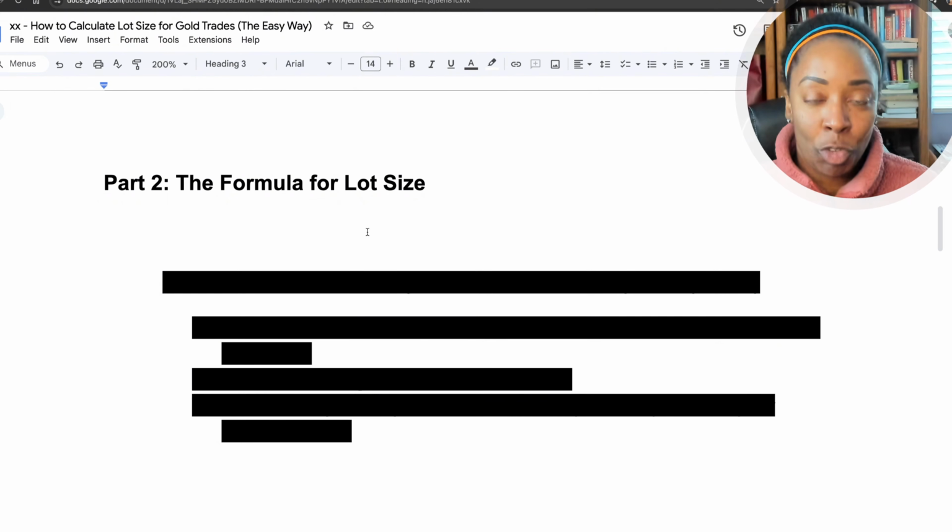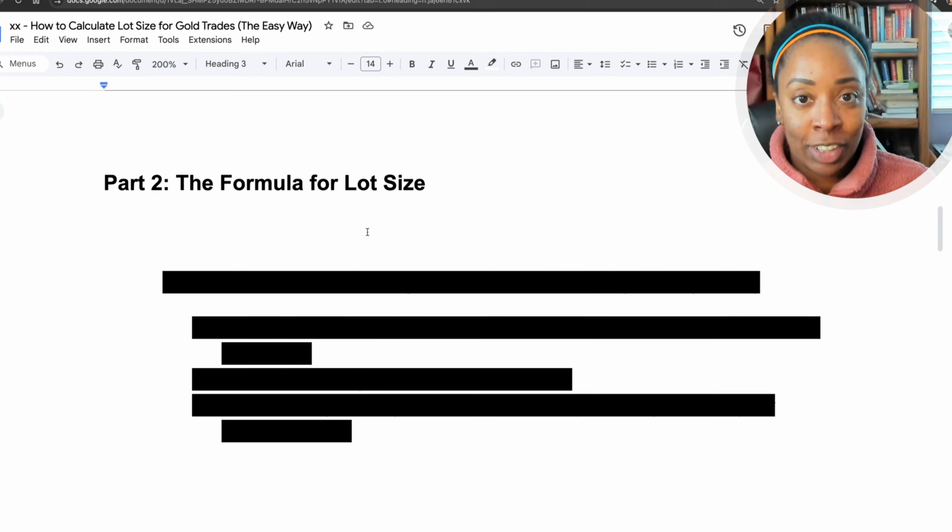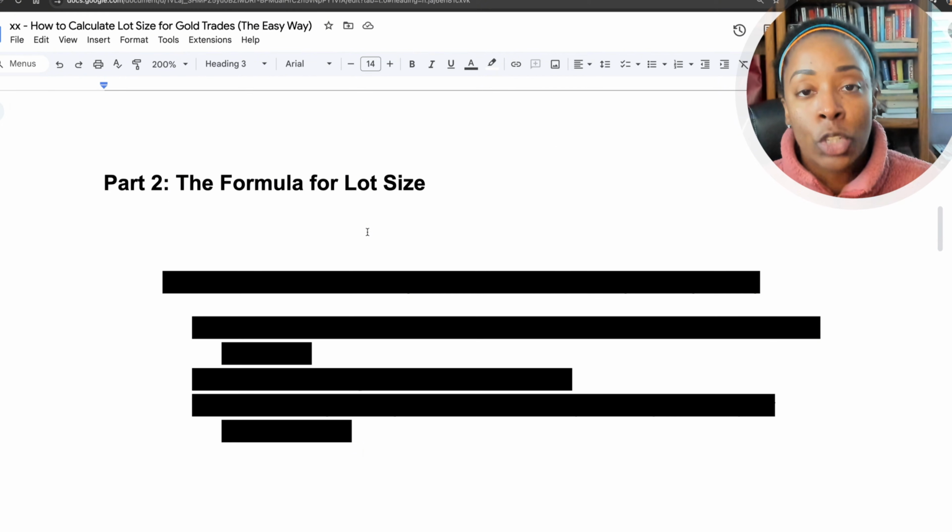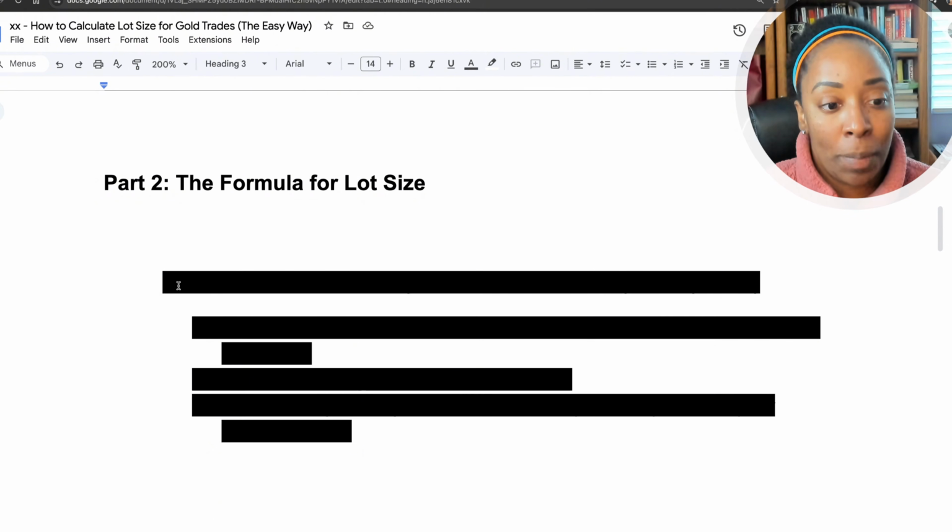So now we have the formula that I use in order to calculate my lot size on gold. And this formula is going to be slightly different from the formula you may see when you Google it. So when I was looking for the formula years ago, it didn't make sense. It always felt like it was off, and now I figured out, putting my math minor to work, what was wrong with it, and I figured it out. So here is the formula here.